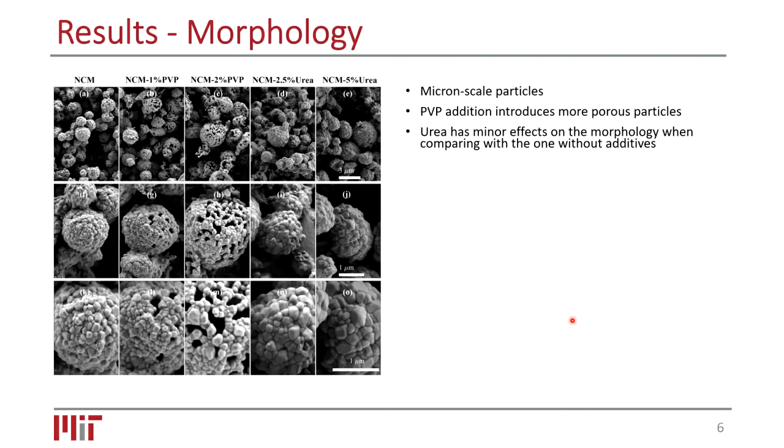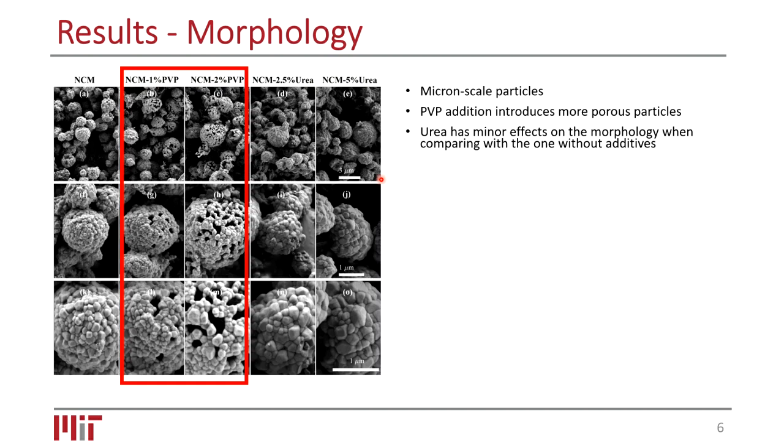This slide shows the morphology of the sample we got. We focus on two main factors. One is the size of the particle. For all of the samples, we can get particles with a size around 1 micron. And the second feature I want to show is the porosity of the particle with different additives. First, let's take a look at PVP.